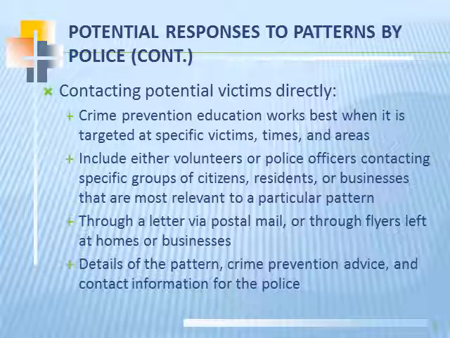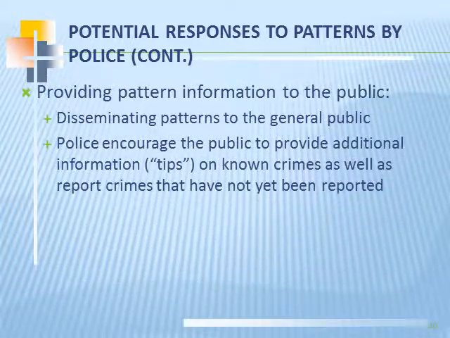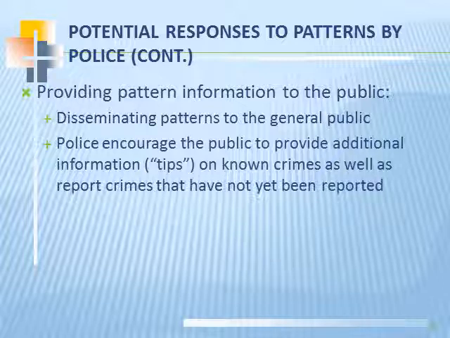Police contact potential victims directly and provide information about details of the pattern, crime prevention advice, and contact information for the police. Police provide pattern identification to the public to encourage the public to provide additional information or tips on known crimes, to report crimes that have not yet been reported, and to protect themselves. Offenders might also be deterred from continuing their offending when seeing this information.